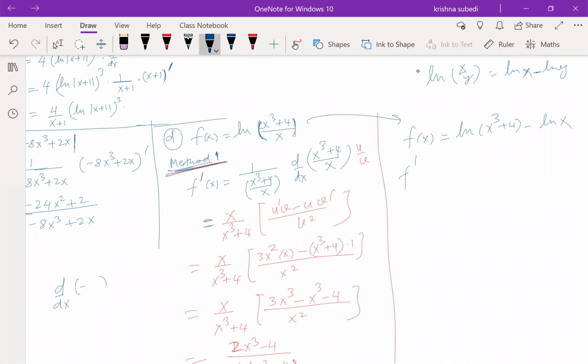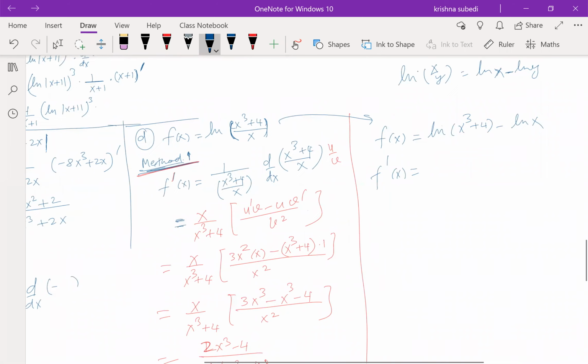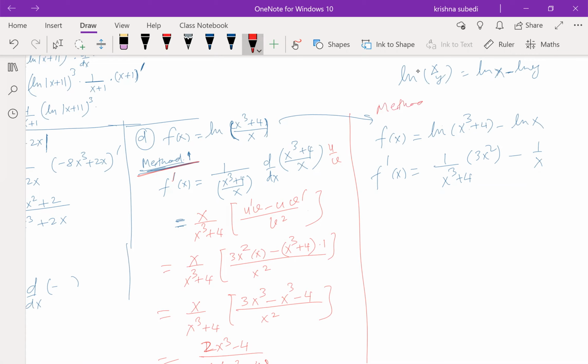And so my derivative is going to be 1 over x cubed plus 4, and then the derivative inside, which will be 3x squared, minus 1 over x. Done. I would do it this way actually, but method 1 is also perfectly fine. The only thing is it takes a little bit of time, but method 2 is a shortcut. So your answer is going to be 3x squared over x cubed plus 4 minus 1 over x.